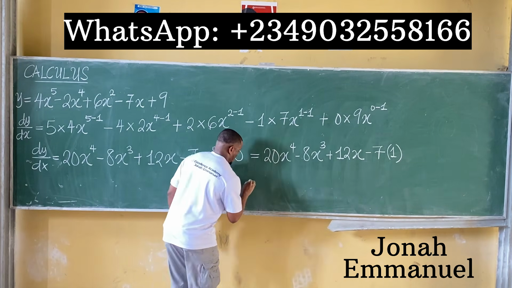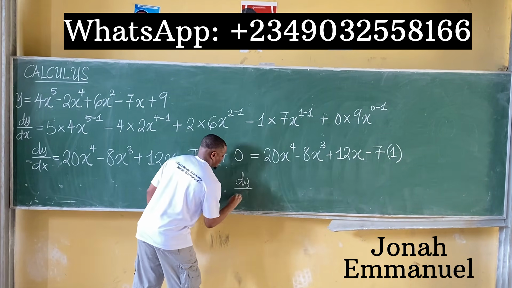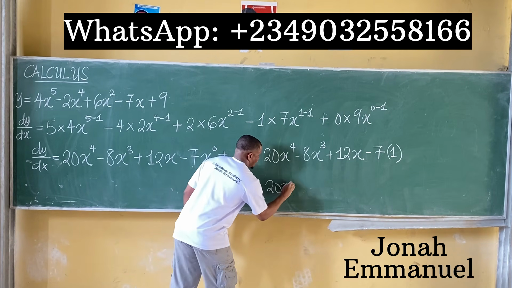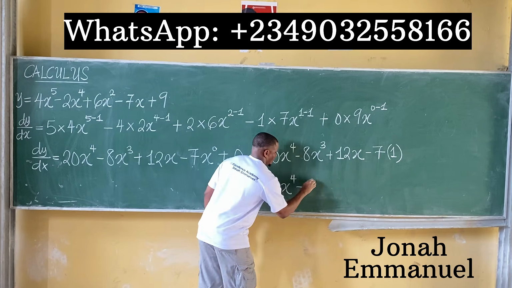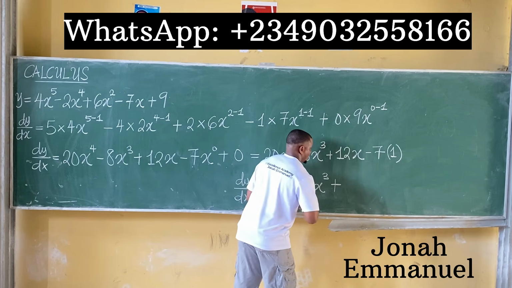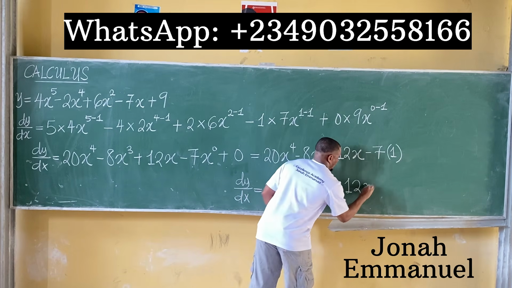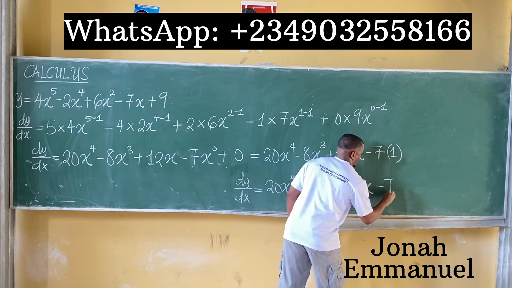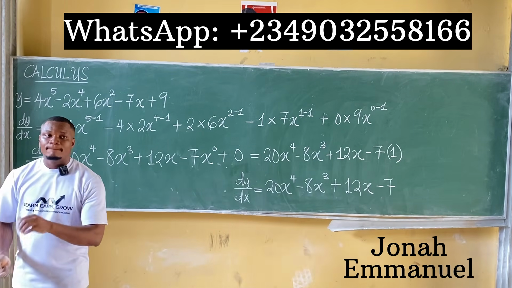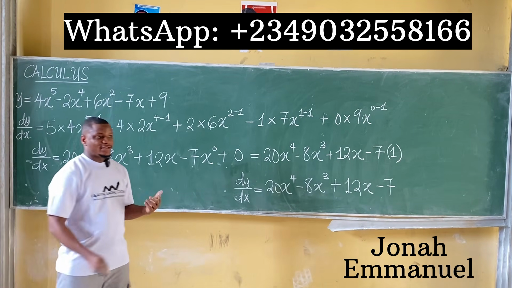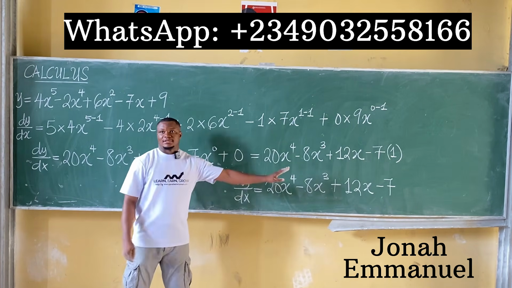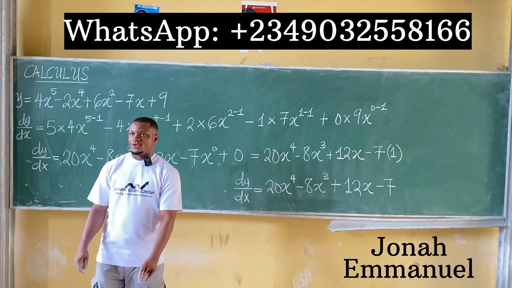So my final answer is that dy/dx is equal to 20x to the power 4 minus 8x to the power 3 plus 12x minus 7. All right, so that's your answer, please. dy/dx is this. That is your answer.